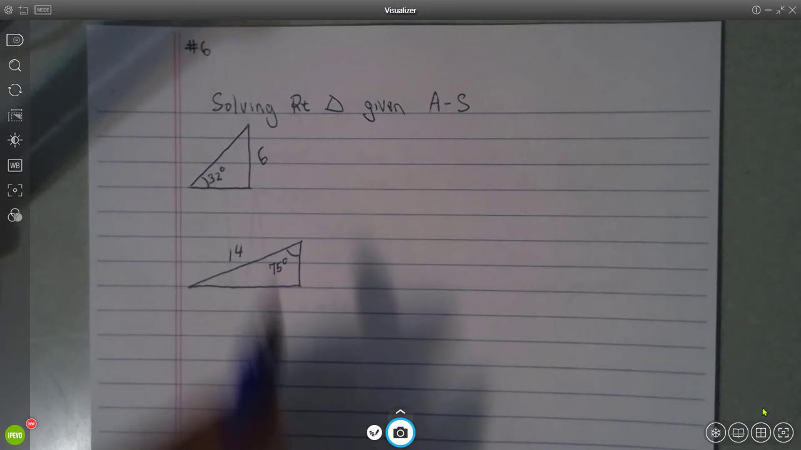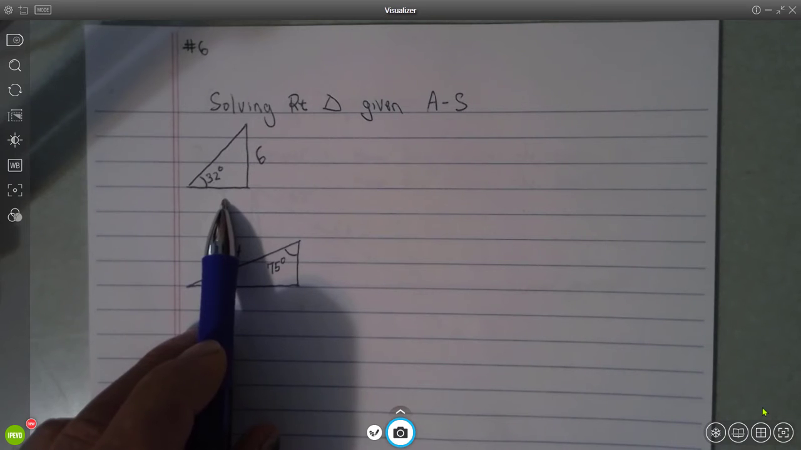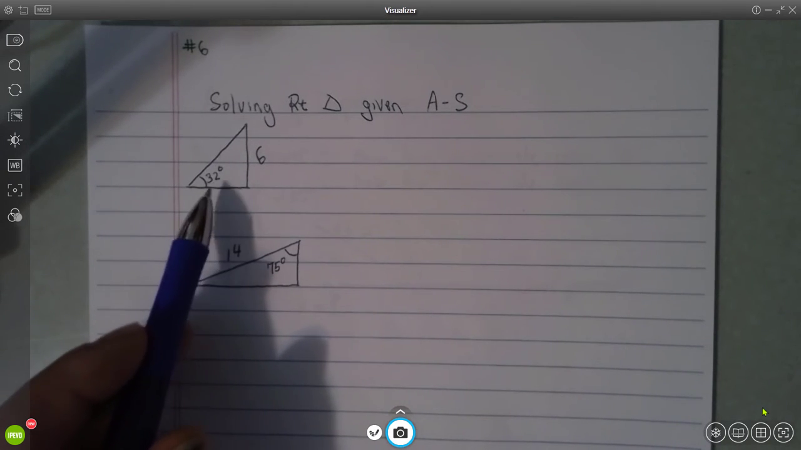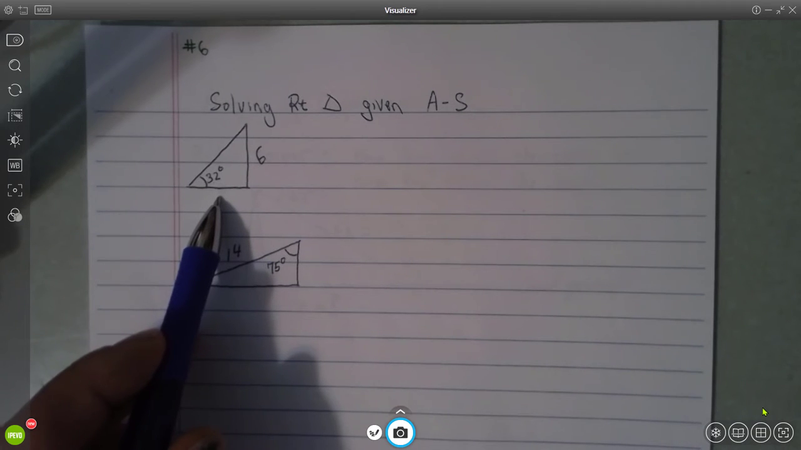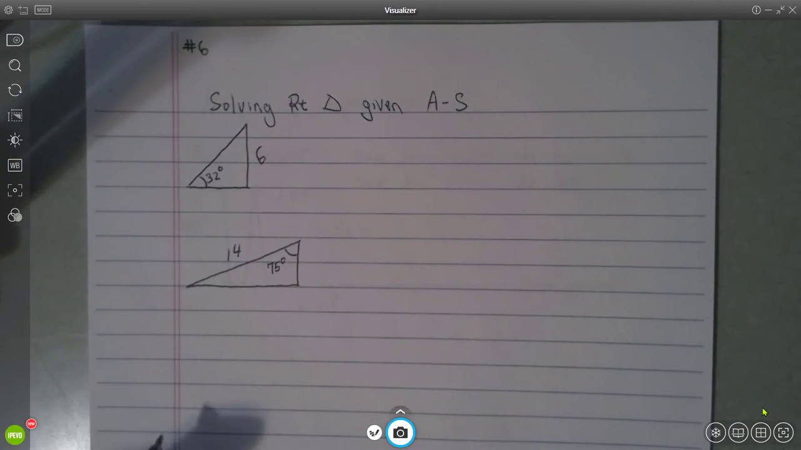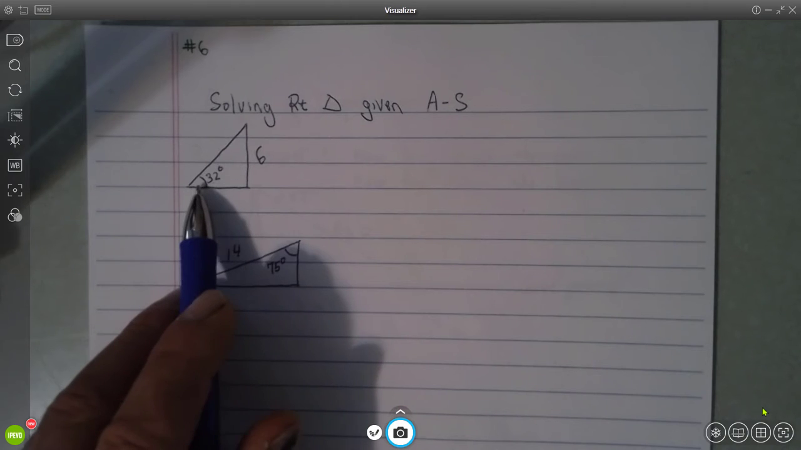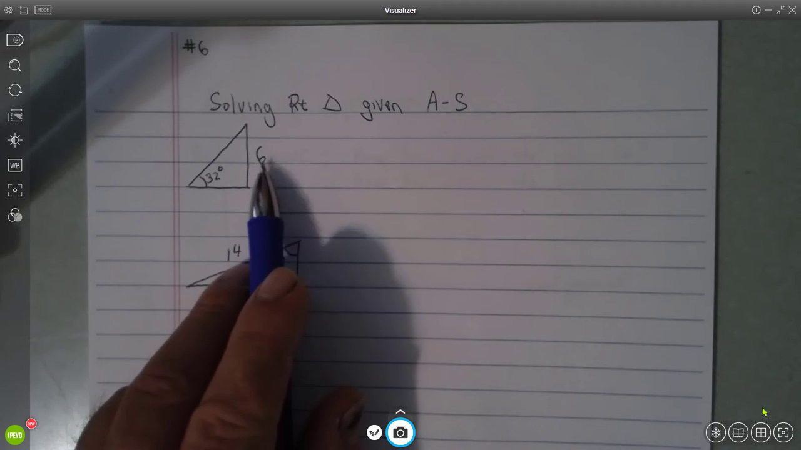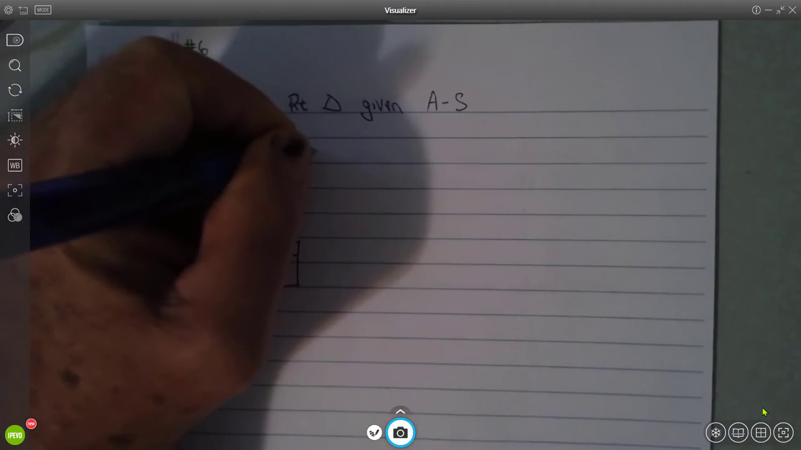In the past, when we had two sides, we could use the two sides in the Pythagorean theorem in order to compute the missing side. We can't in this case because we don't have two sides to work with. So that means we have to begin with the trig function. It has to involve this known angle, 32 degrees, and it has to involve this known side of 6. So let's do this one.